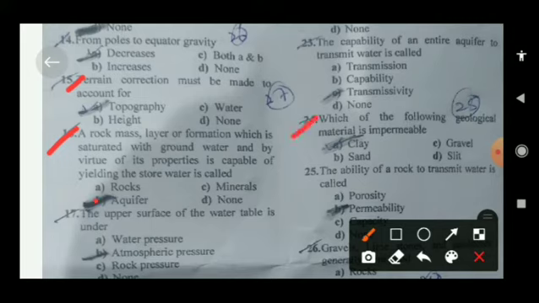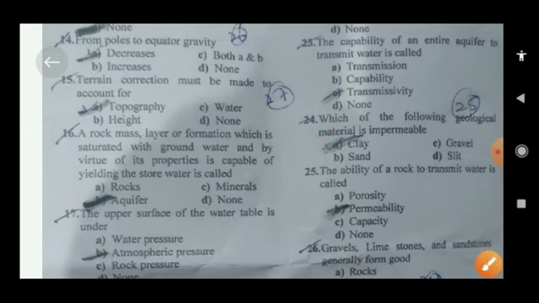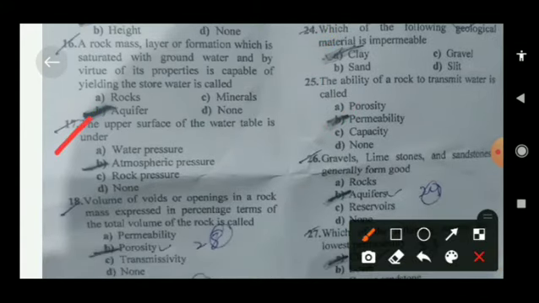Next question: Which of the following geological materials is impermeable? The right option is clay. Next question: The ability of a rock to transmit water is called permeability. Next question: The upper surface of the water table is under... The right option is atmospheric pressure. Next question: Gravels, limestones and sandstones generally form good aquifers.